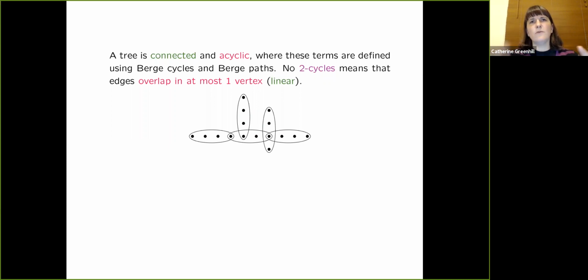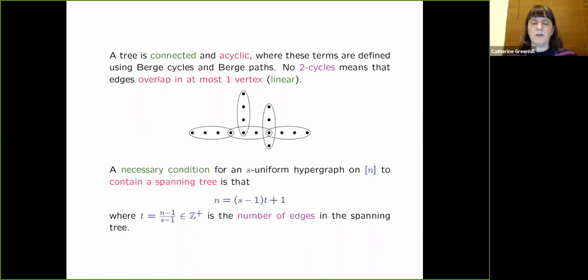And acyclic, you kind of rule out anything that you could think would possibly cause a cycle. You don't just rule out loose cycles, but really anything that seems reasonable to be defined as a cycle. I don't want to specify exactly what the definition is. In particular, ruling out all 2 cycles means that any 2 edges in the tree can only overlap in 1 vertex. So it's like a loose tree is what you end up with. In particular, this is a linear substructure. And that, in a way, makes them kind of rigid. So there's a necessary divisibility condition on the number of vertices.